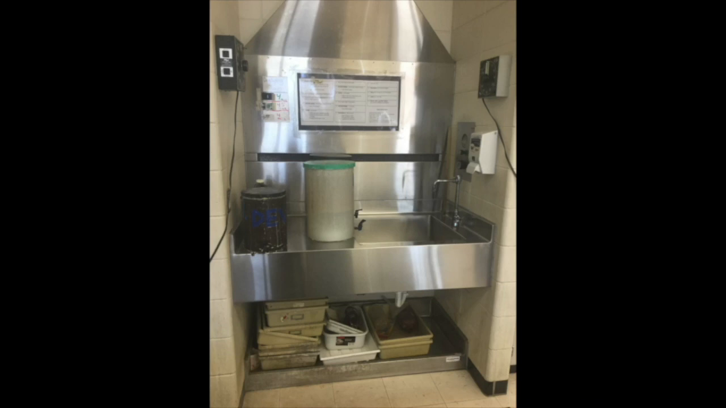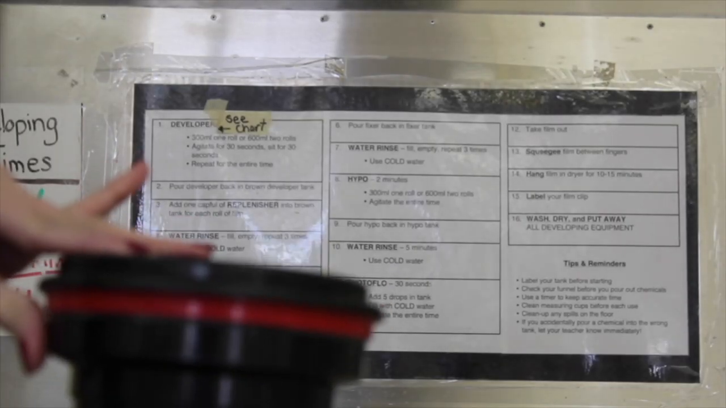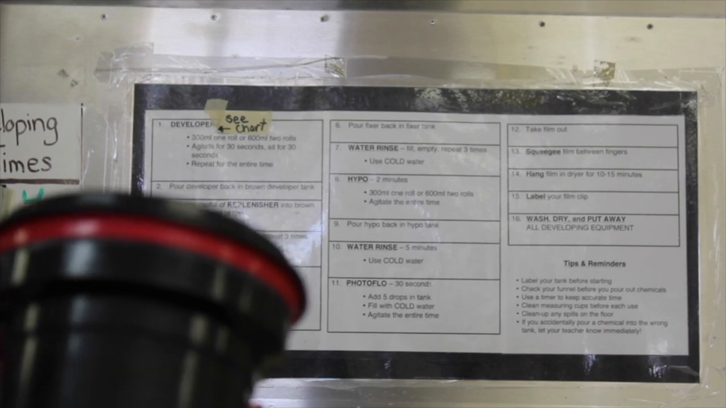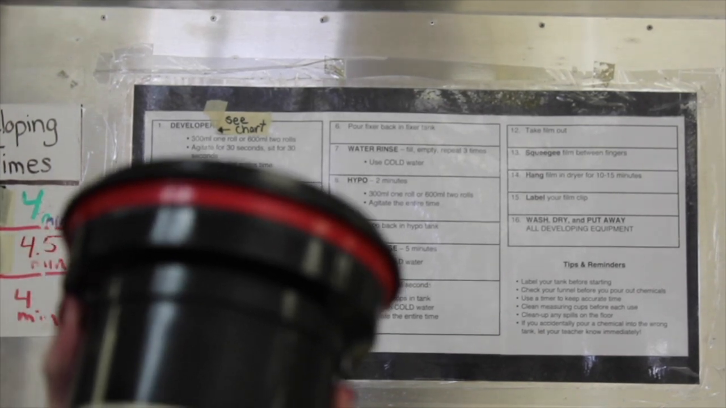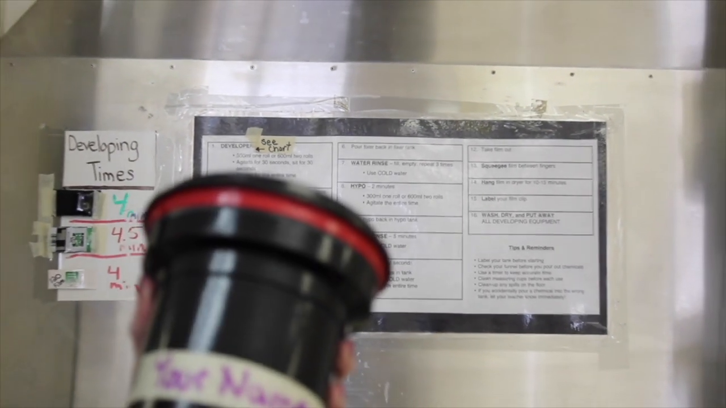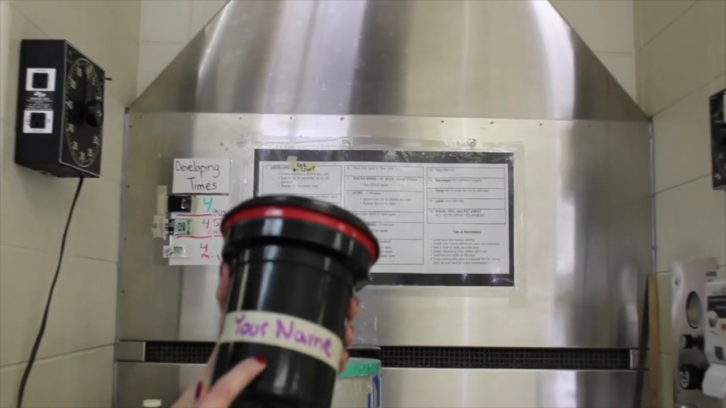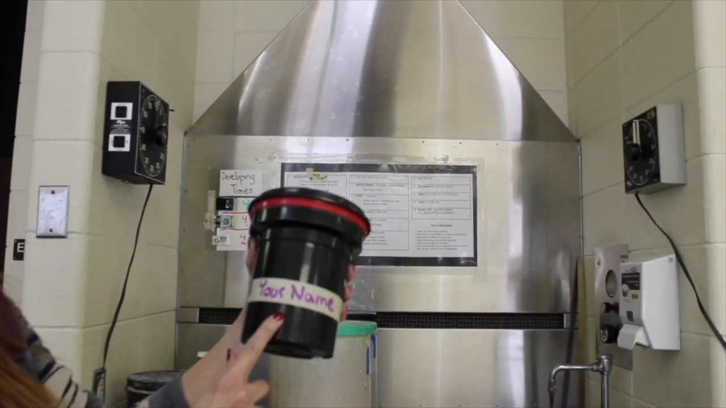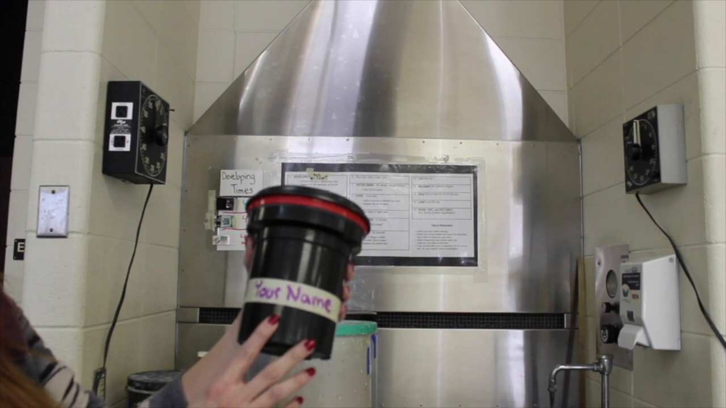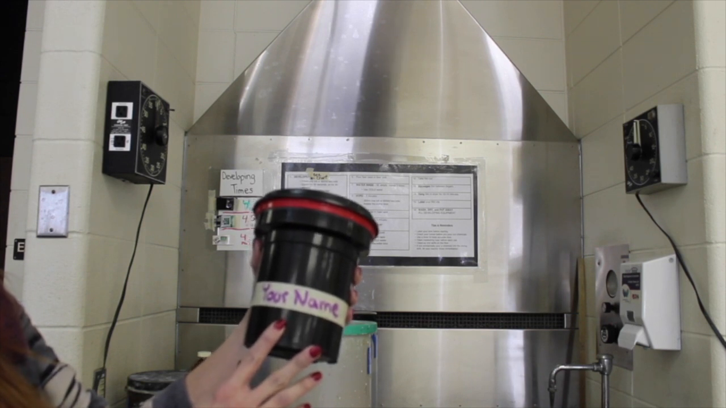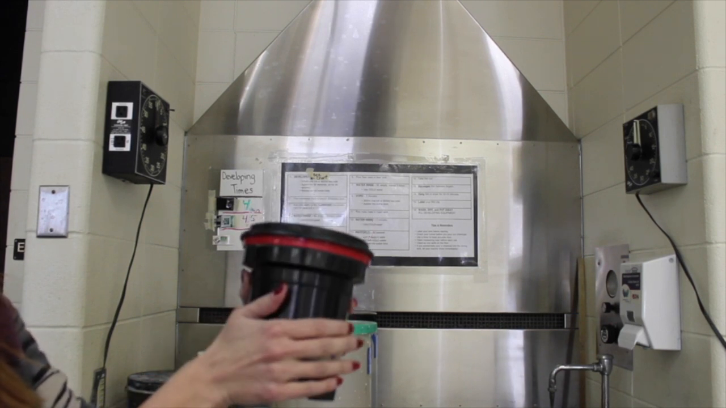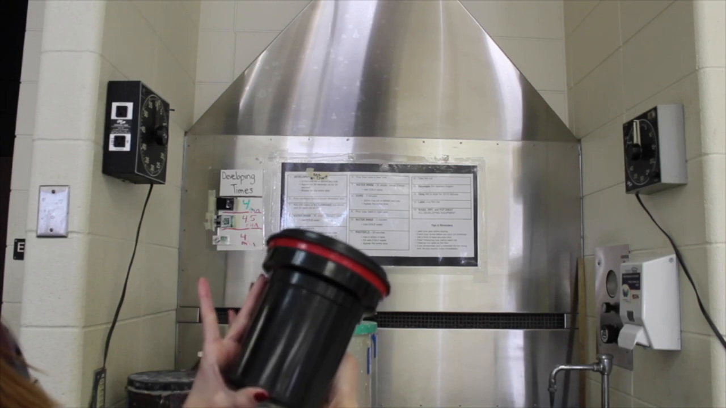So this is where you will be developing your film. Once you have your film inside of the tank, make sure that you get a piece of masking tape and write your name on it. Make sure that the tape is on the tank itself. This will allow you to know which tank is yours and which one is your classmates', because if there's no label, all the tanks look the same.